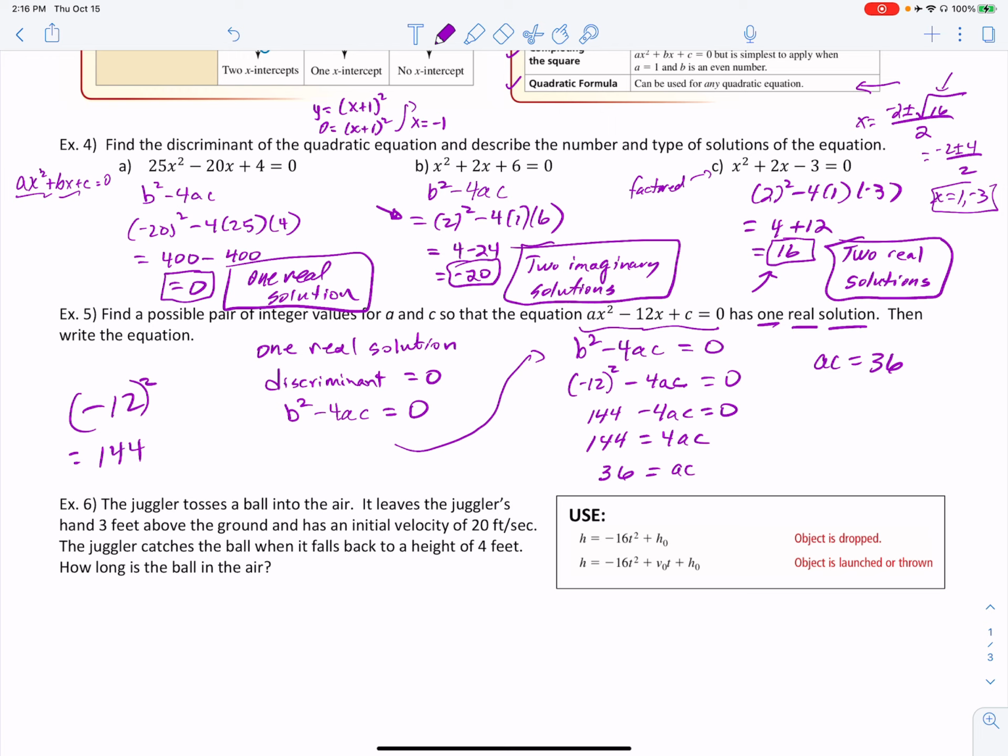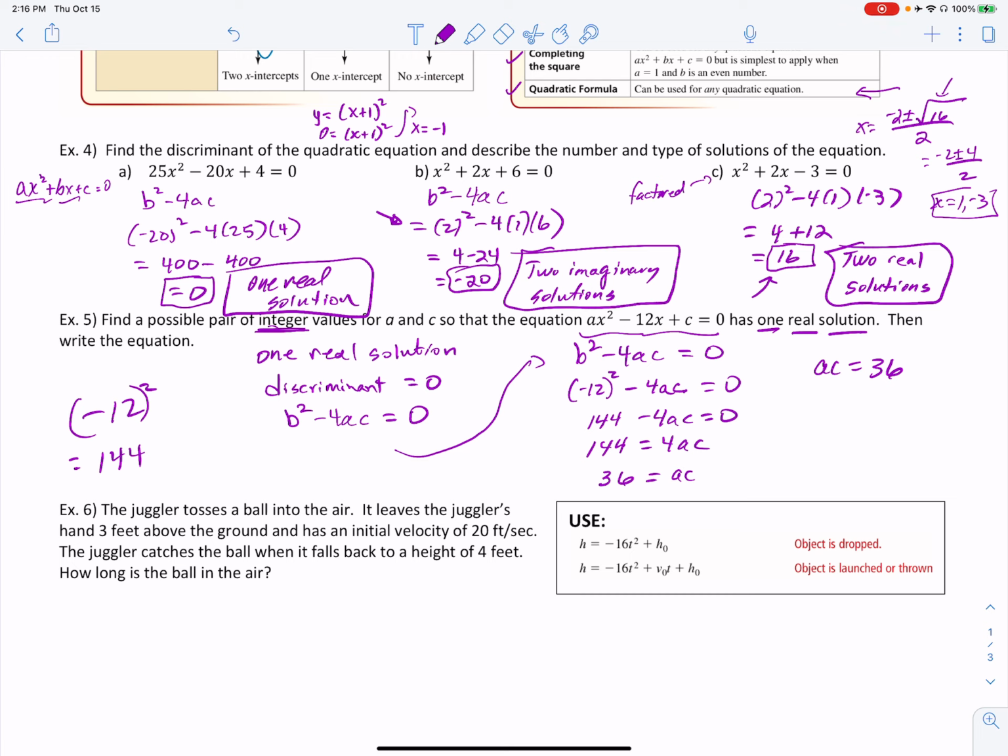There are several answers. You need to pick any two values that multiply to be 36. You can use 1 and 36. You can use 2 and 18. You could use 1/2 and 72. Although I'd probably avoid, no, you can't, because it said integer. My fault. Nope, you can't use 1/2 and 72 because it said integer.